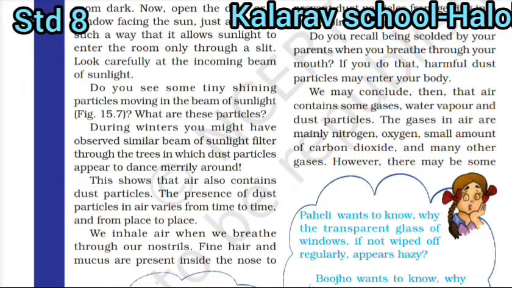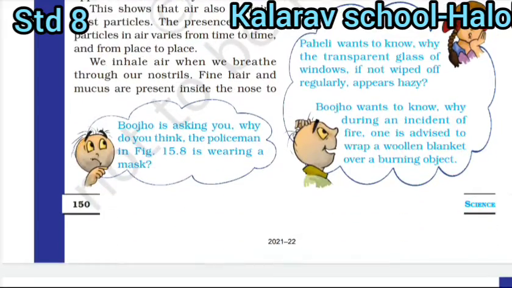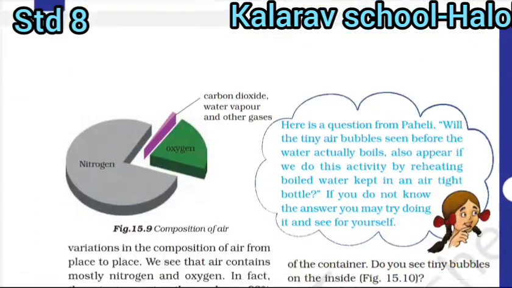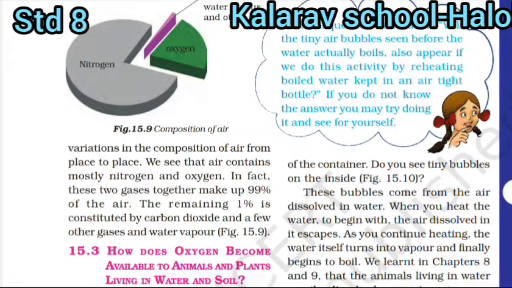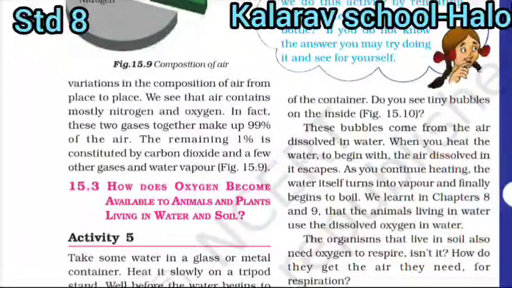The gases in the air are mainly nitrogen, oxygen, a small amount of carbon dioxide, and many other gases. However, there may be some variations in the composition of air from place to place. We see that air contains mostly nitrogen and oxygen. In fact, these two gases together make up 99% of the air.